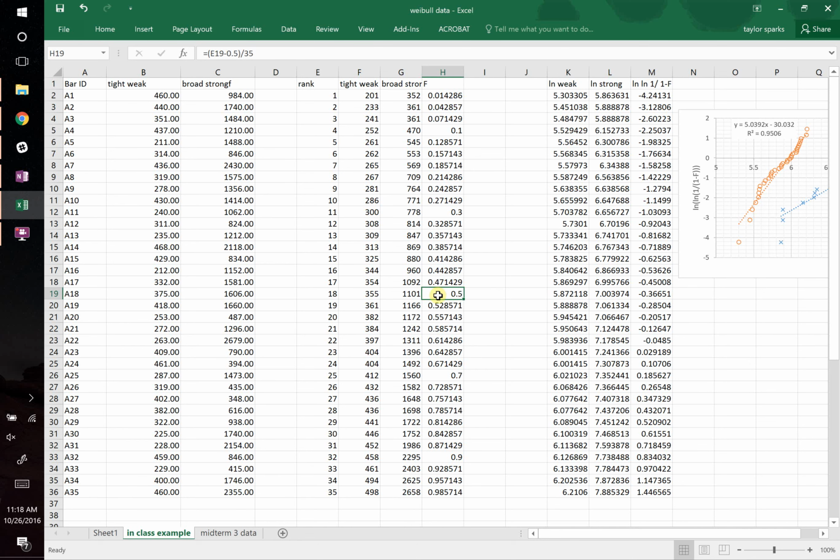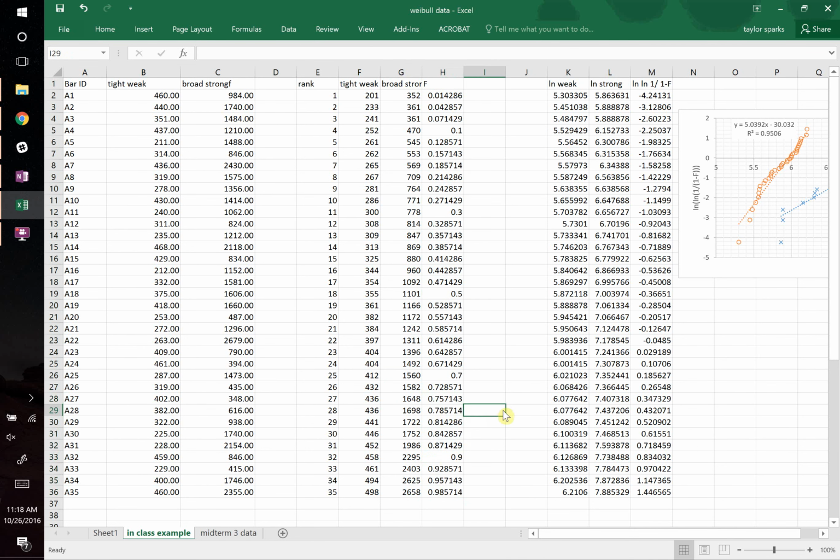Now, it's not exactly right, because remember, we're doing this minus 1/2. If you tested infinitely many samples, it's going to get better and better. But this is a pretty good approximation for our failure probability. So this means for the weak samples, if you loaded it up to 495 megapascals, then you would have 95% of your samples fail. The only one that wouldn't fail would be this one. Similarly, if you loaded up to 1565 for the broad and strong samples, you'd have 70% of your samples fail. All these ones would have failed below it, and all the ones above that would have survived.